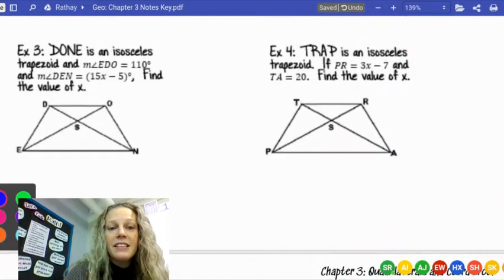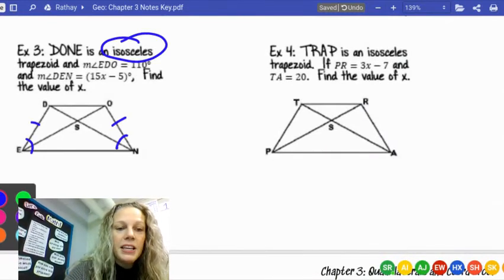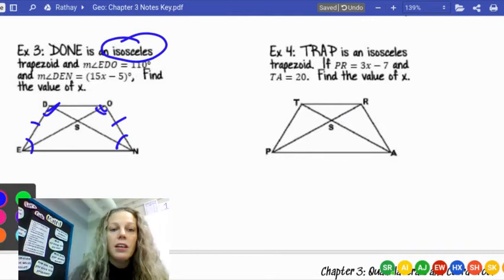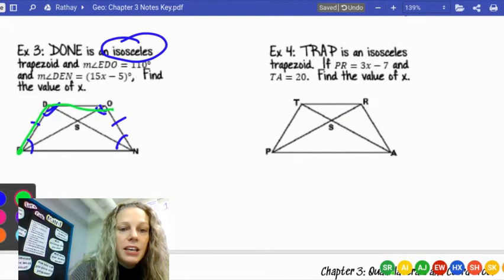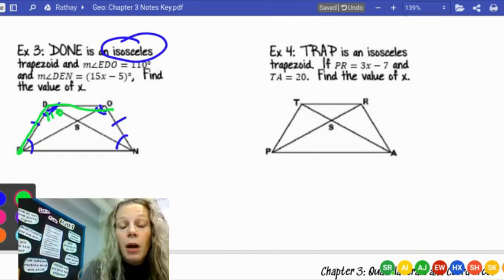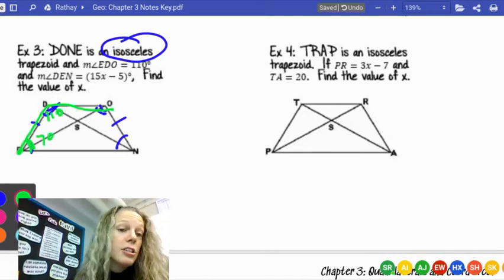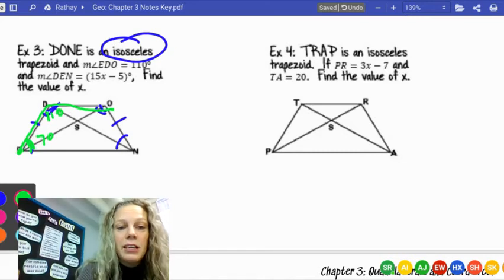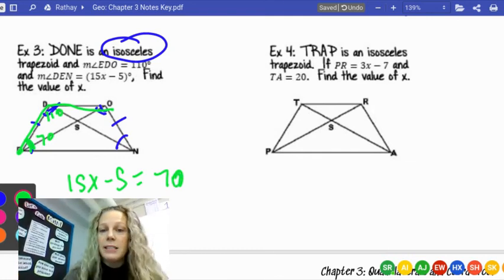Number 3, this is an isosceles trapezoid. If it's isosceles, legs are congruent. Base angles are congruent. We have that EDO. I like to play connect the dots. EDO is 110. Because it's a trapezoid, those consecutive angles are supplementary, so I instantly know that my angle down here has to be 70. And that's actually the angle they give me. DEN is 15x minus 5. 15x minus 5 has to equal 70 because it's supplementary to the given angle. I could solve that for x.